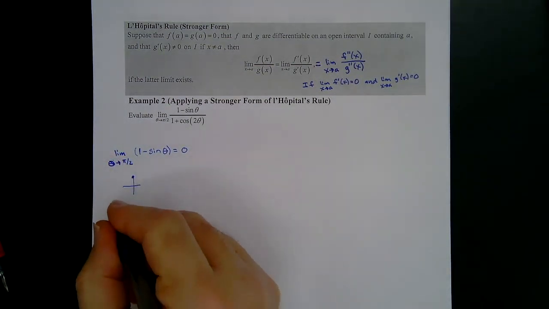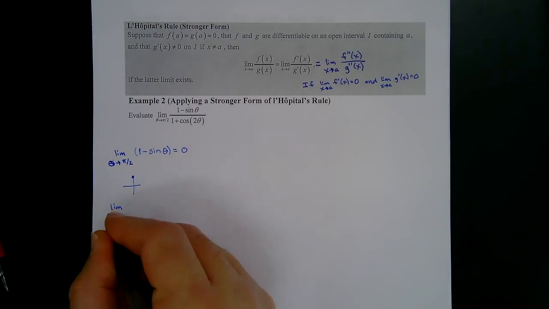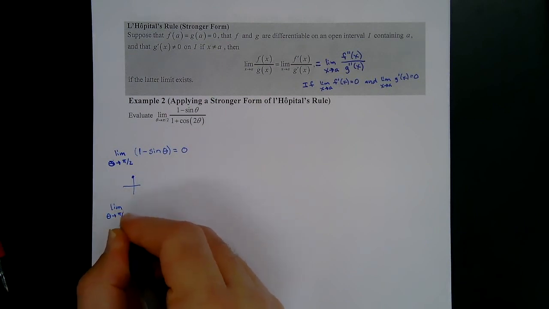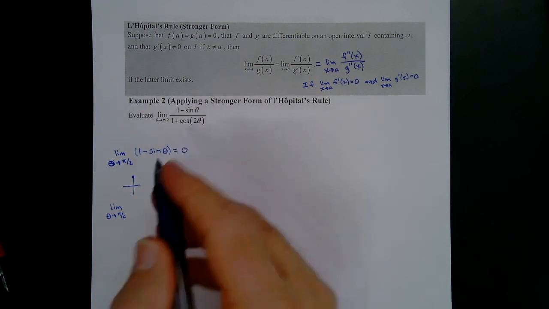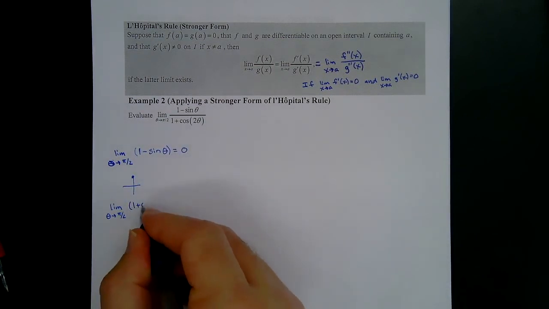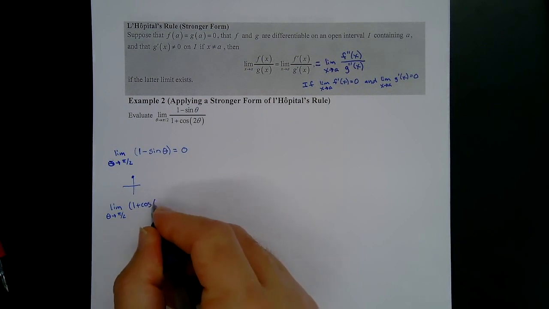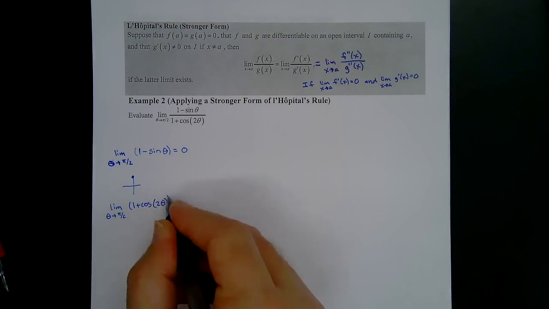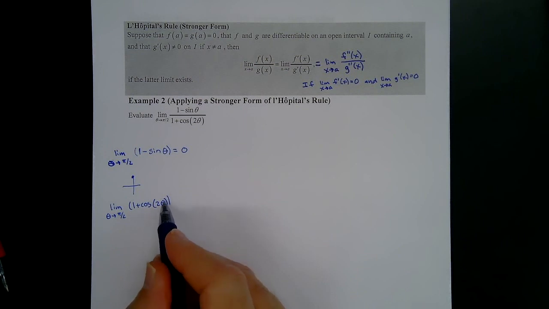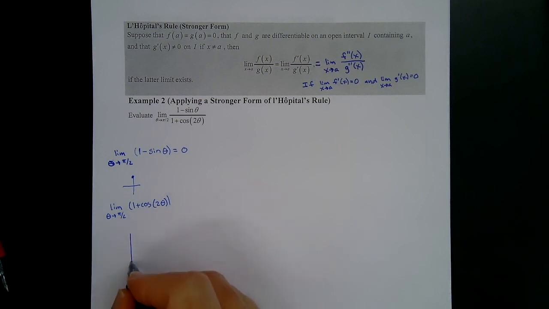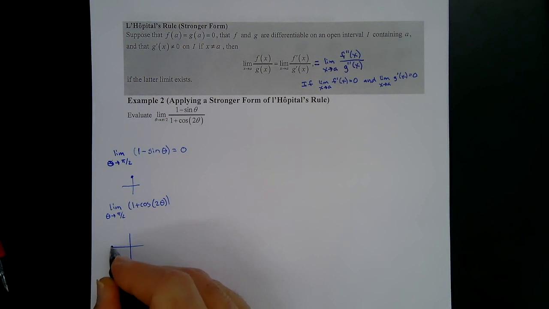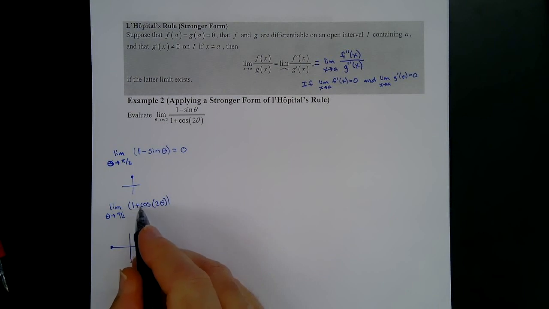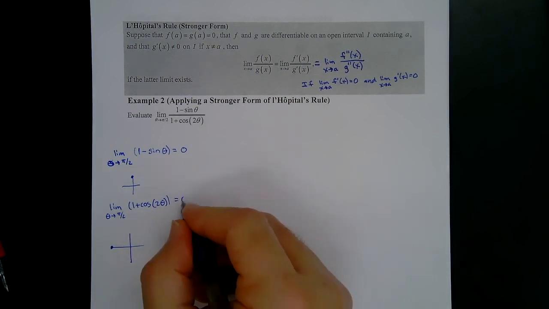Okay, and we also have to make this statement: the limit as theta approaches pi over 2 of 1 plus cosine of 2 theta. If we put pi over 2 in here, this becomes pi, right? And pi is right here. Cosine would be x over r, so our x would be -1 and our r would be 1 right here. So that'd be -1, but we're taking 1 plus -1. That's also going to be 0.